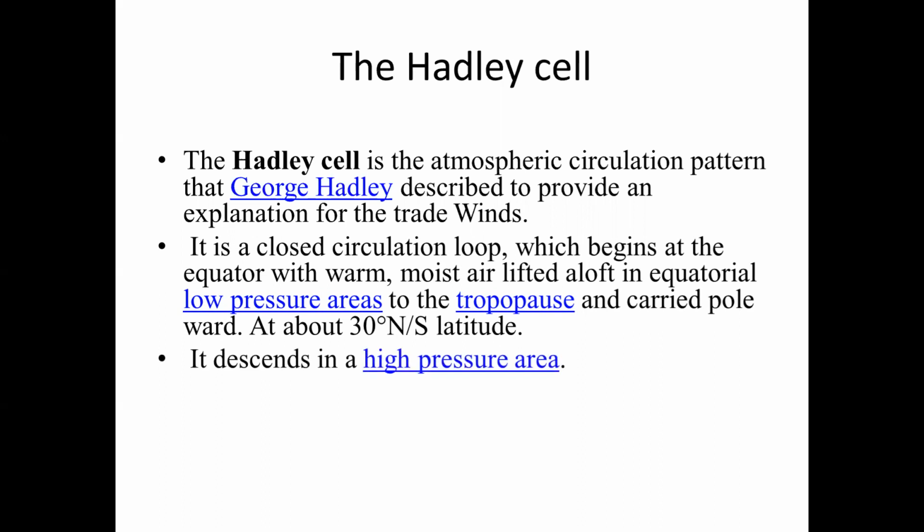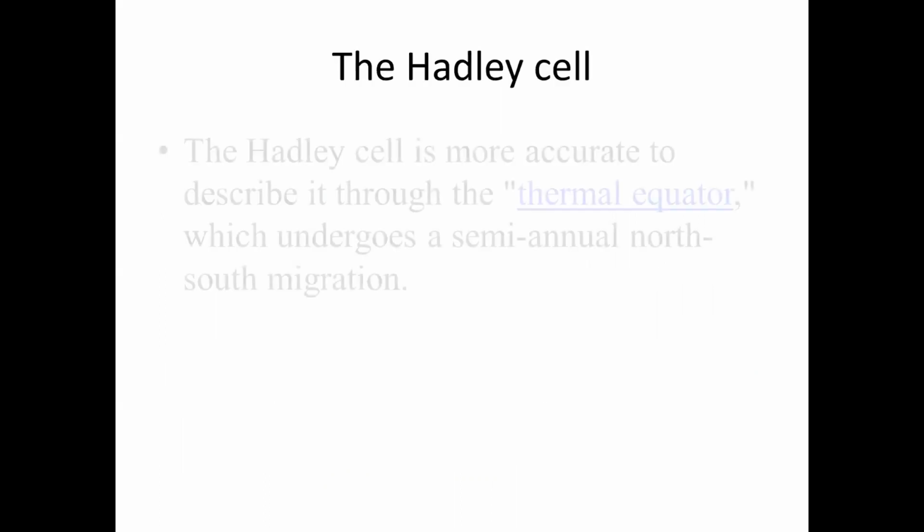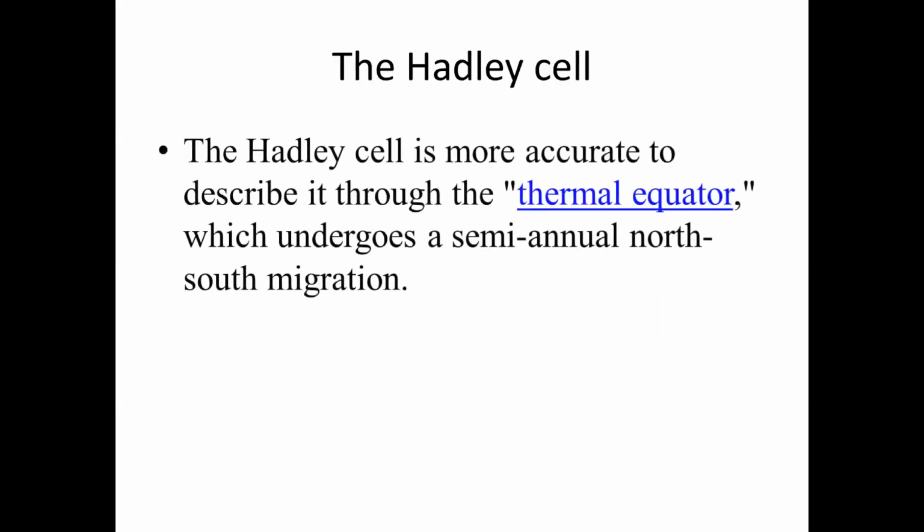It descends in a high-pressure area. Some of this descending air travels equatorward along the surface, closing the loop of the Hadley cell and creating the trade winds. The Hadley cell is more accurately described through the thermal equator, which undergoes a semi-annual north-south migration.